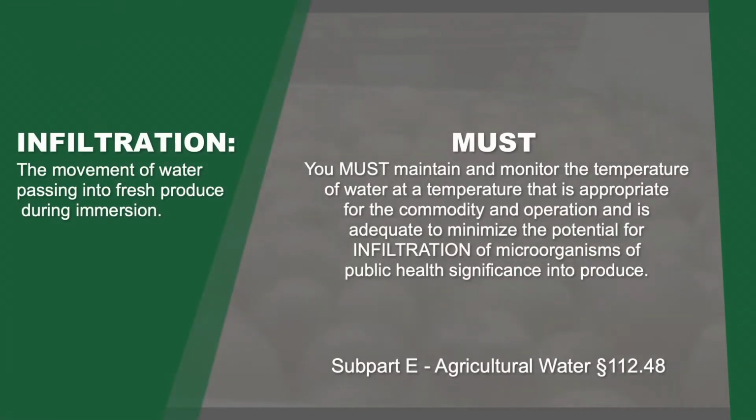Last but not least, you must maintain and monitor the temperature of water at a temperature that is appropriate for the commodity and operation and is adequate to minimize the potential for infiltration of microorganisms of public health significance into produce. In summary, knowing the risks associated with agricultural water sources, water application method, and timing of application will greatly reduce the risk to produce and is an integral part in reducing food safety risk on the farm.